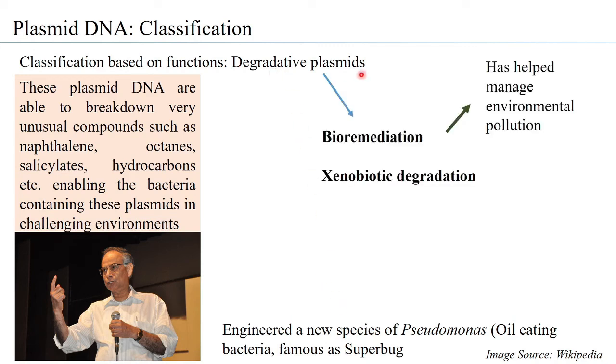So these degradative plasmids can be used for bioremediation. Now, what is bioremediation? It is a phenomenon by which, using biological systems or biological tools, one can improve the condition of, say, water or soil or air by getting rid of recalcitrant compounds. Such recalcitrant compounds are called xenobiotics.